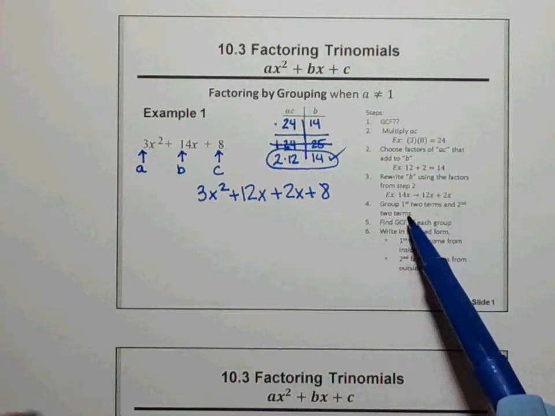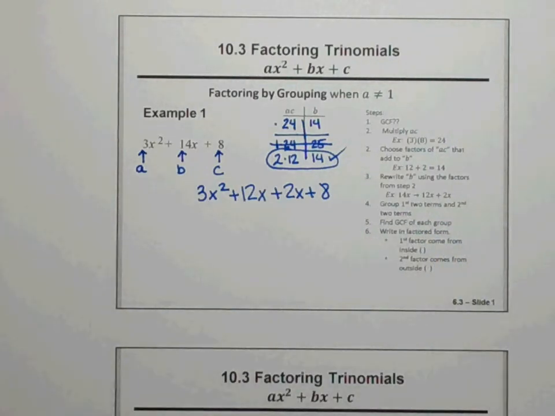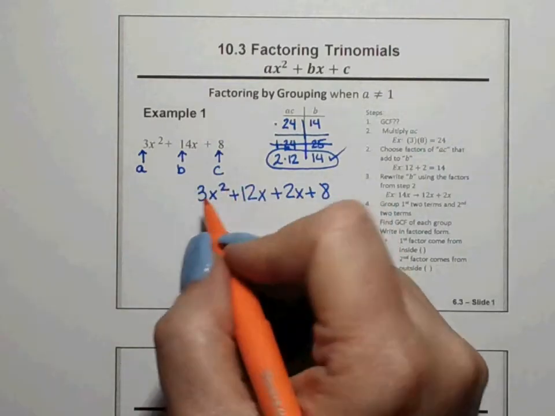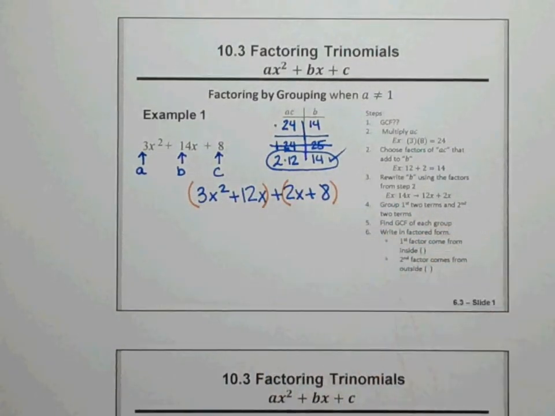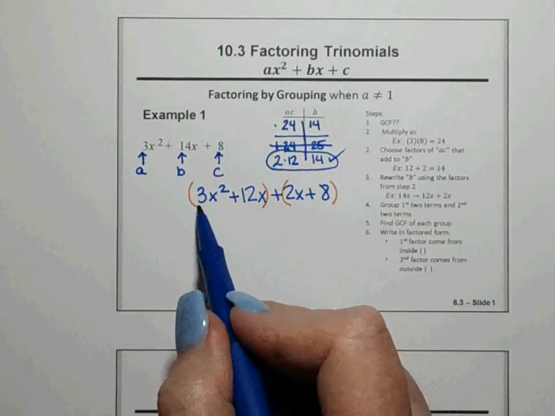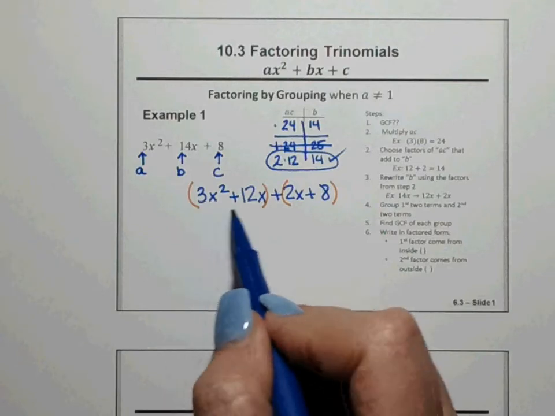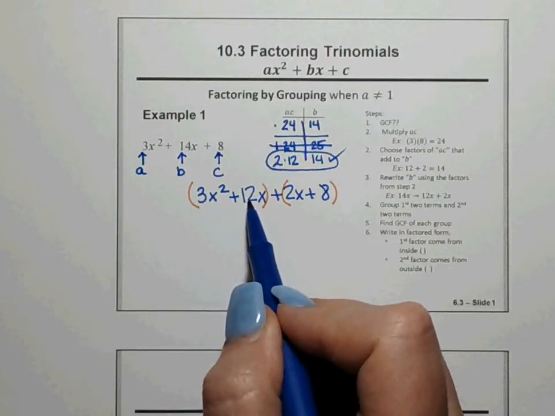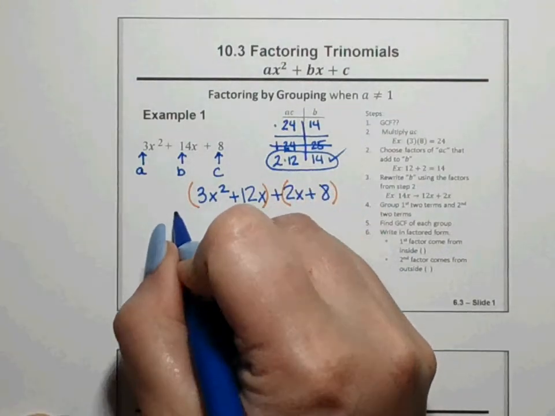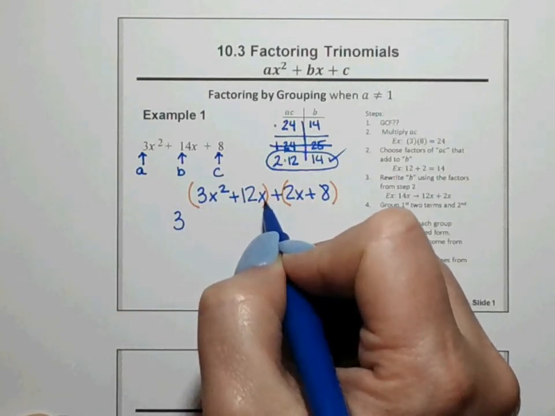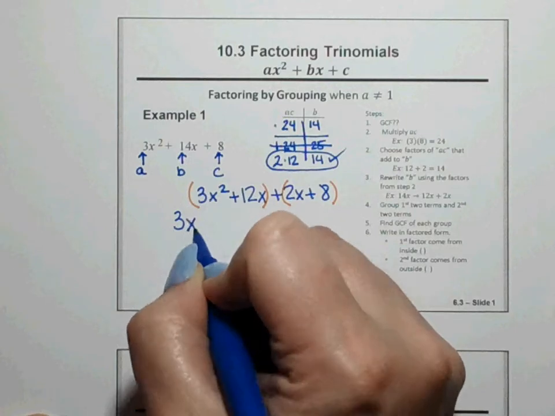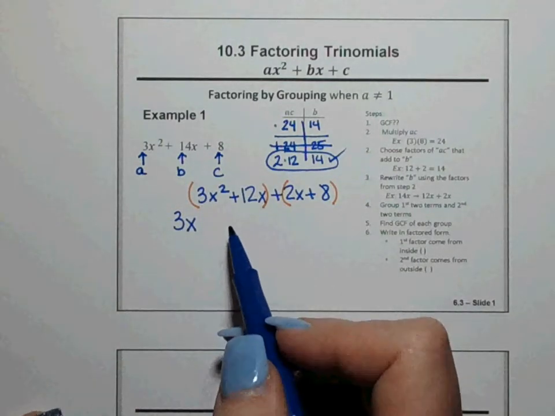Alright, now I want to group the first two together. So I'm going to group the first two terms together. Then I'm going to group the second two terms together and find the GCF of each group. So again, here I'm looking at factors of 3 and 12. I know that my GCF of those is going to be a 3, and then they both share the same variables, so they each share 1x. So there's my GCF, 3x.